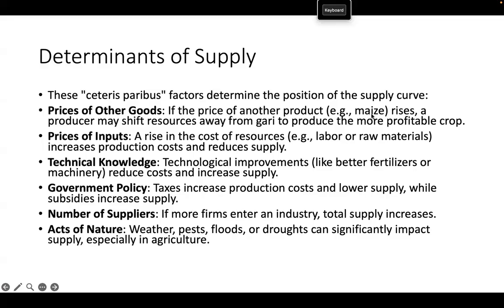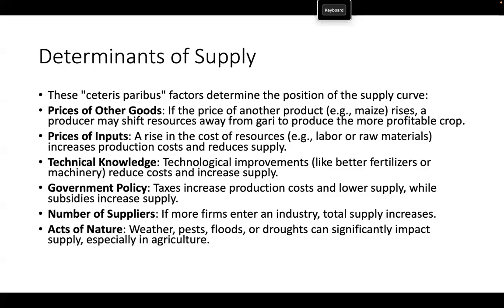So when the price of, let's say, maize rises, a producer or a farmer cultivating cassava will shift attention to maize production because he wants to maximize profits. So at the higher price of maize, his attention will be shifted to maize production, leaving the other product. So if the price of another product rises, a producer may shift resources away to produce more profitable crops.